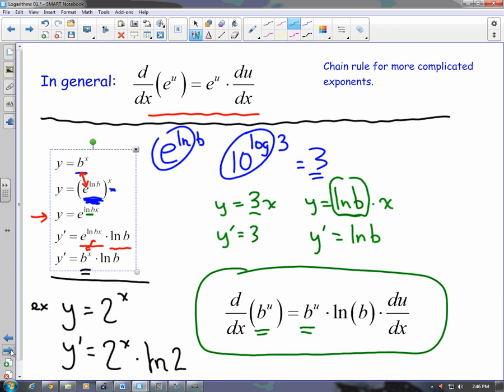So it's that exact same thing multiplied by, don't forget, the natural log of the base, because that's the only piece that's different, because here you don't have that. The reason you don't have that is because the natural log of e is 1. And then don't forget your du dx. Okay, so that's where that derivative comes from. It's on your formula sheet.